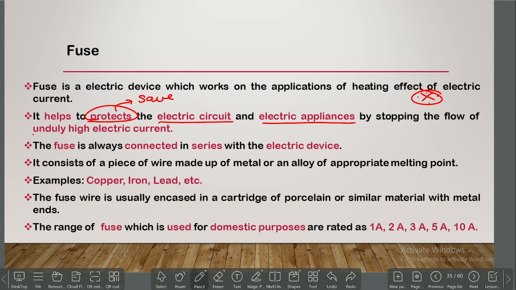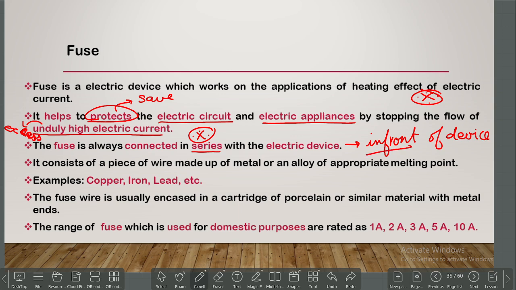It protects whenever an unduly high current flows, in the sense that an excess amount of current is passing through the circuit or through the electrical appliances. By that time the fuse will protect. And where do we need to connect the fuse? The fuse needs to be connected only in series. Series, as we already studied, means end to end. That too, the fuse needs to be connected only in front of the electric device.